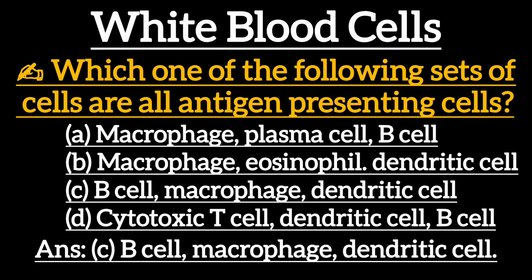Next one is which one of the following sets of cells are all antigen presenting cells? Option A macrophage, plasma cell, B cell. Option B macrophage, eosinophil, dendritic cell. Option C B cell, macrophage, dendritic cell. Option D cytotoxic T cell, dendritic cell, B cell. Correct answer is option C B cell, macrophage, dendritic cell.